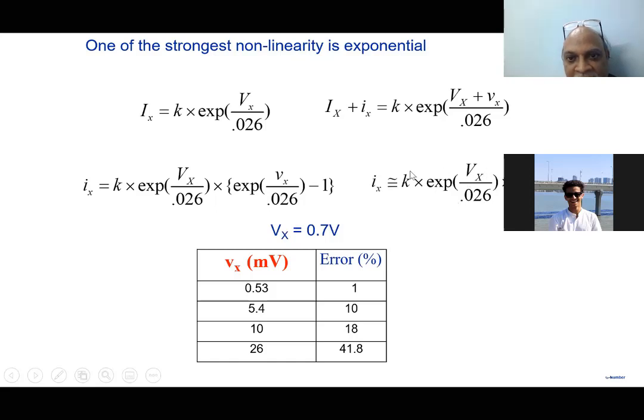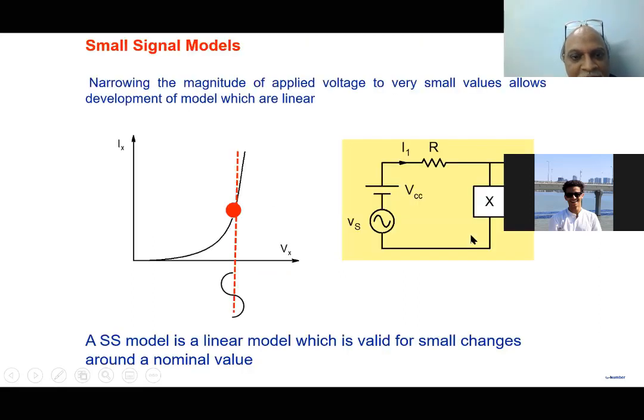And if you recognize that this is nothing but the DC current flowing through my element X, or through the diode here, then this relationship is still linear. And in this case, if you want to be under 10% error, the voltage across the element should be less than maybe 5 millivolt or so. Okay, so that's the incremental model of it.